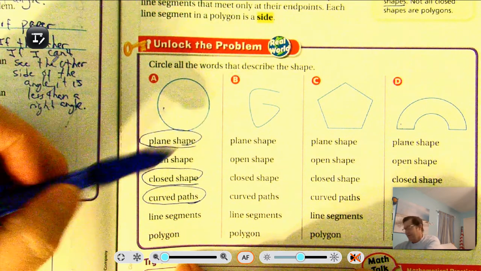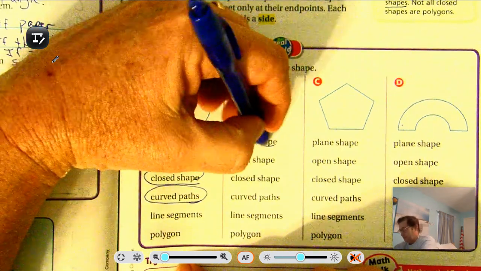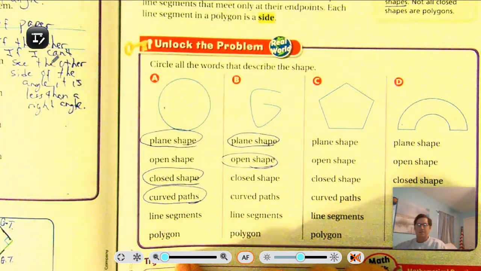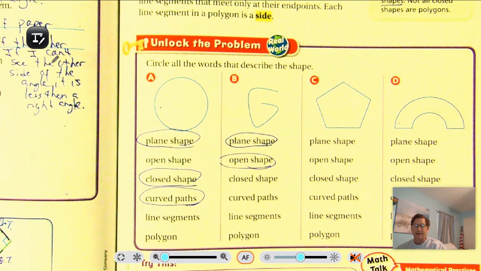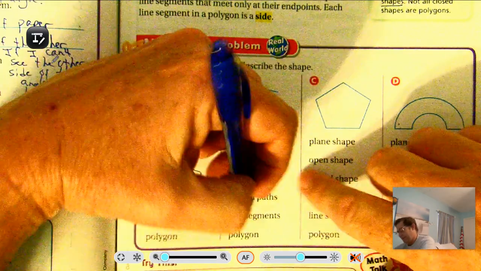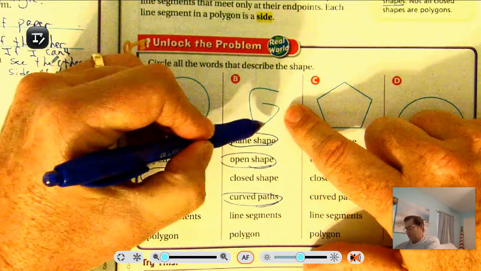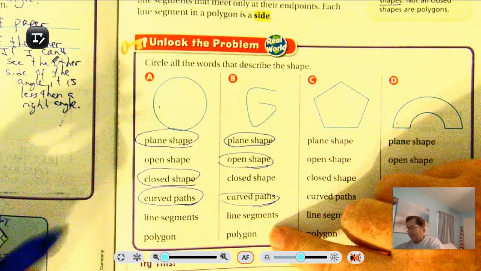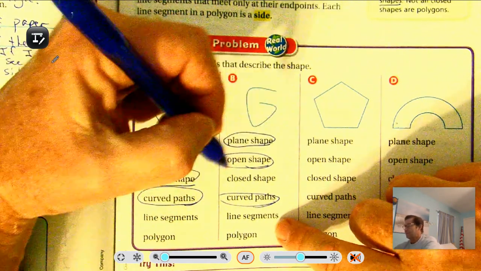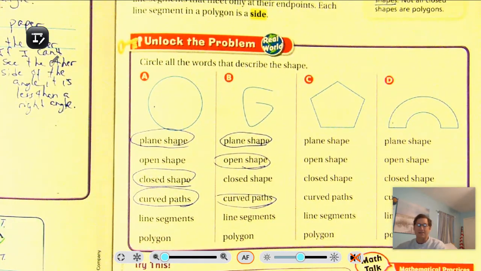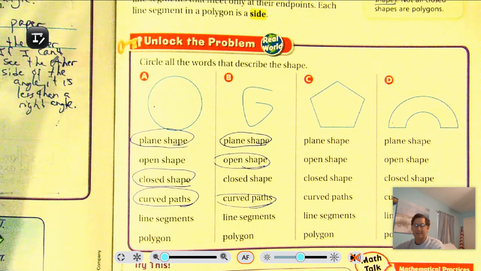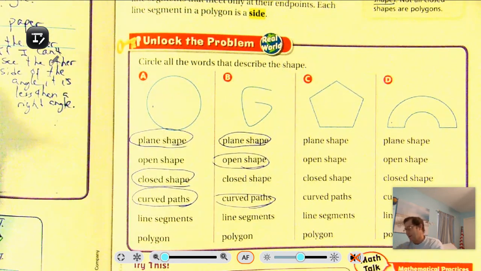Okay, so a circle is a plane shape, a closed shape, and it has curved paths. Okay, B. It is a plane shape. It's a flat two-dimensional shape. It is an open shape. A shape cannot be open and closed at the same time. So it's an open shape. Does it have curved paths? Yes. These parts here are curved. It is not a polygon. Okay, it does not have line segments. If it has any curved path, it doesn't have a line segment. Line segments are straight.